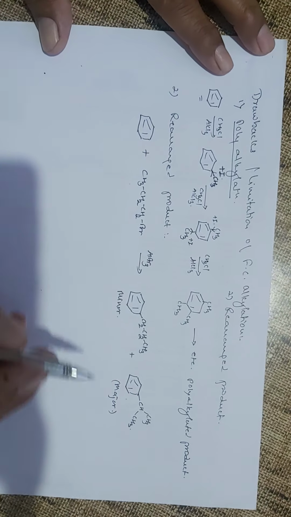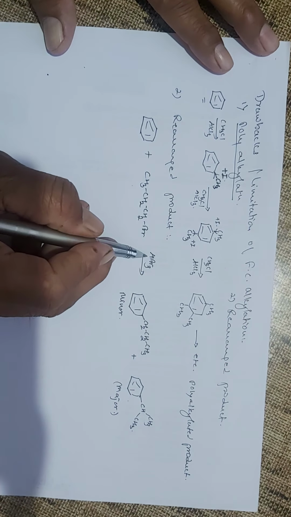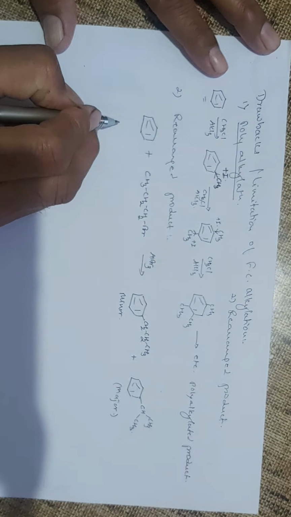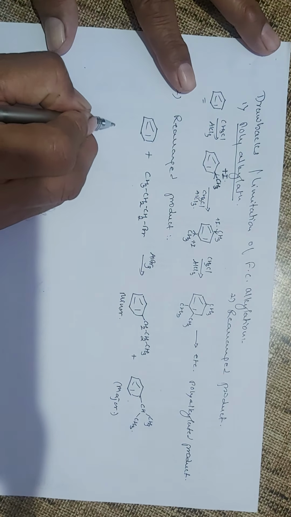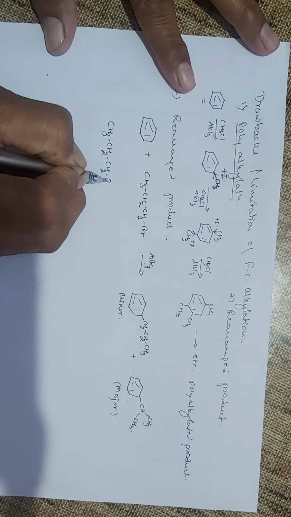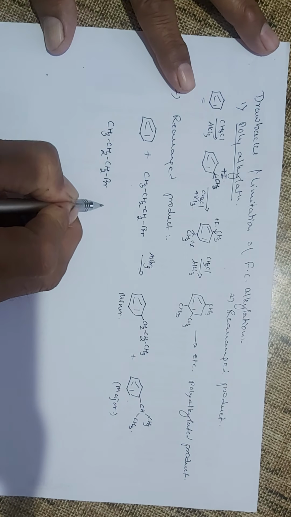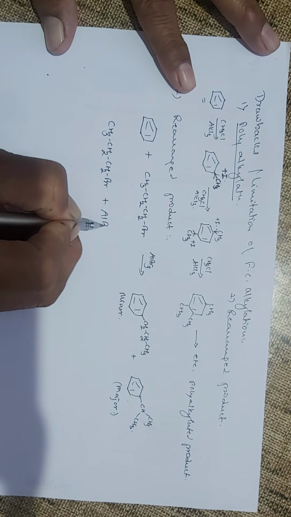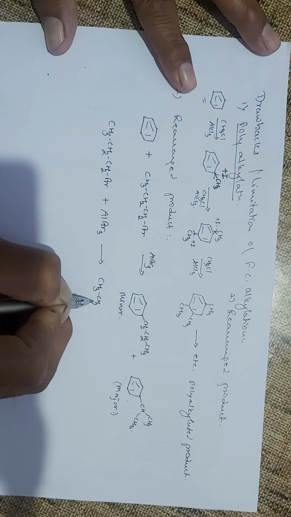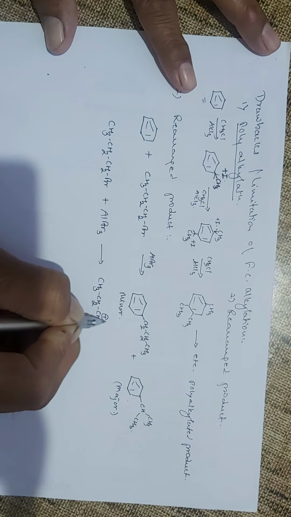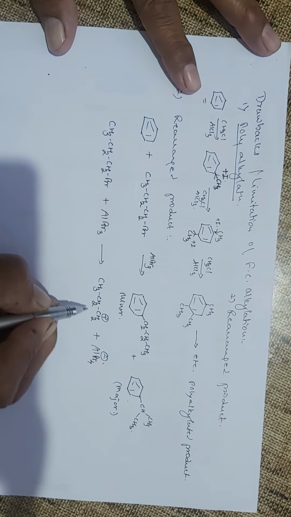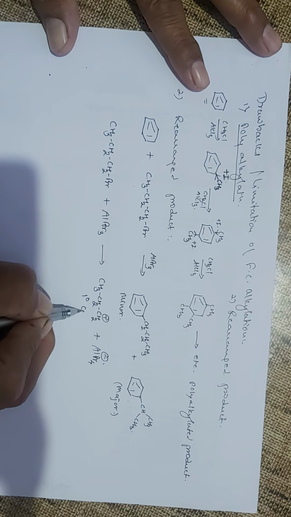When this Lewis acid reacts with the propyl bromide, you get the formation of a carbocation. That is, this propyl bromide reacts with aluminum bromide, that is the Lewis acid, and gives you the formation of a carbocation plus AlBr4 minus as a conjugate base. This is your primary carbocation.